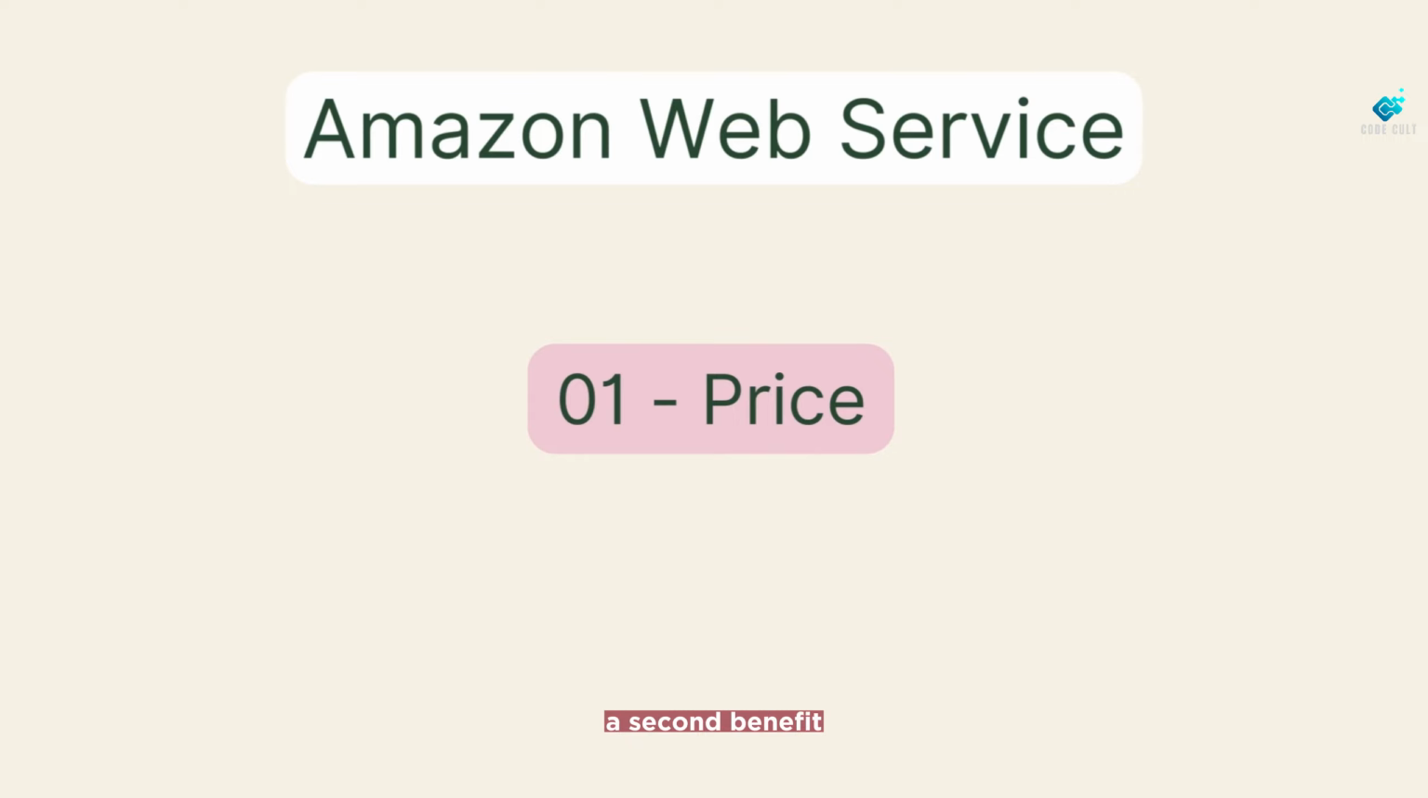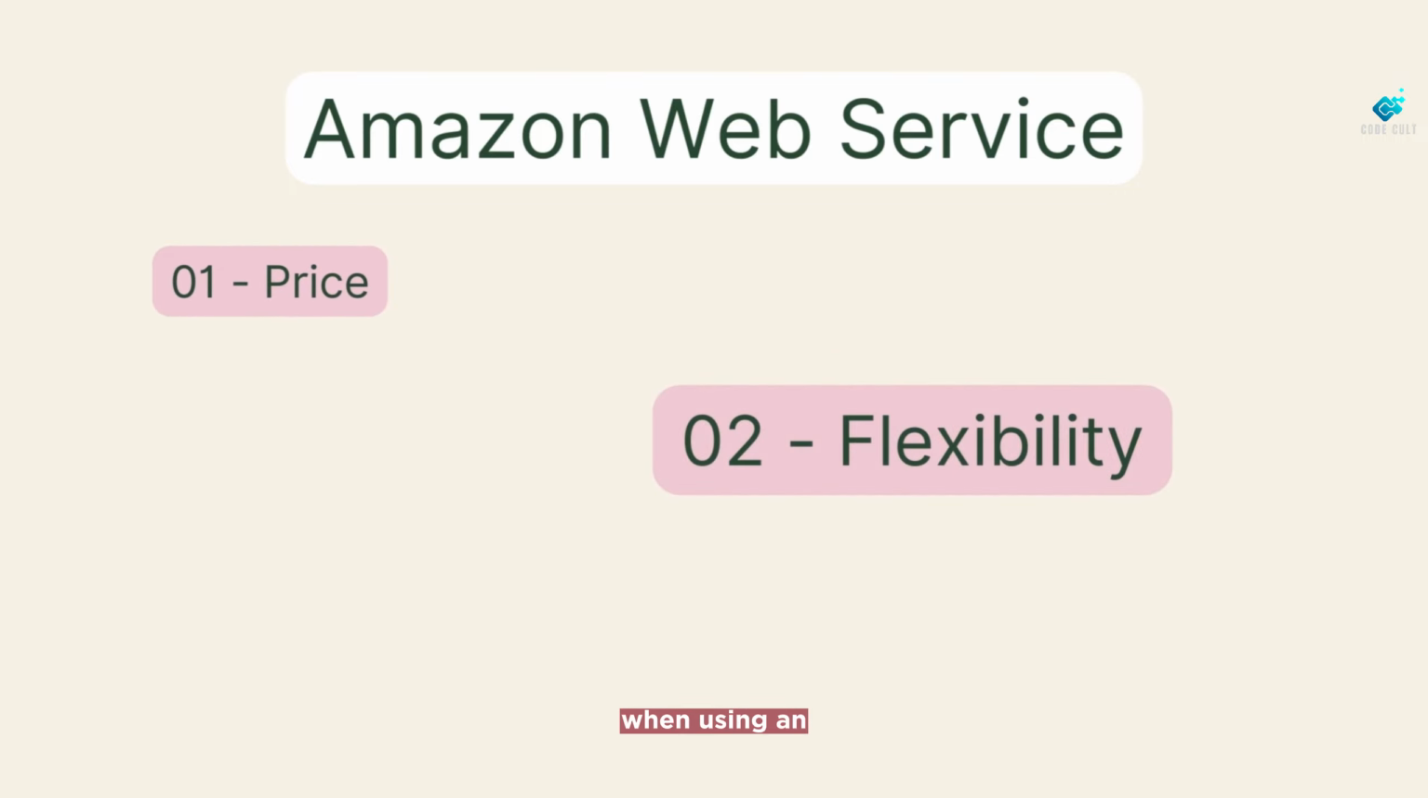Then a second benefit is the flexibility. When using an EC2 instance, you can change basically the power of your virtual server. You can change the power of your virtual machine. Because indeed, you can change the memory. You can add some gigabytes if you need to, if your AI model or machine learning model is requesting more computing resources. You can also change the number of vCPUs, and you can change some other components of a virtual machine that are responsible for its power.